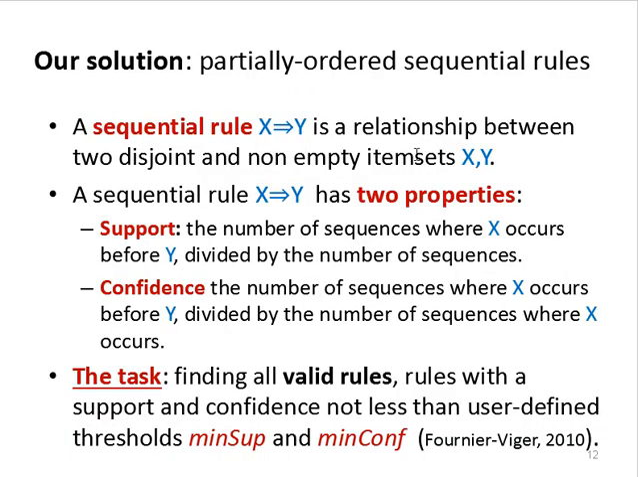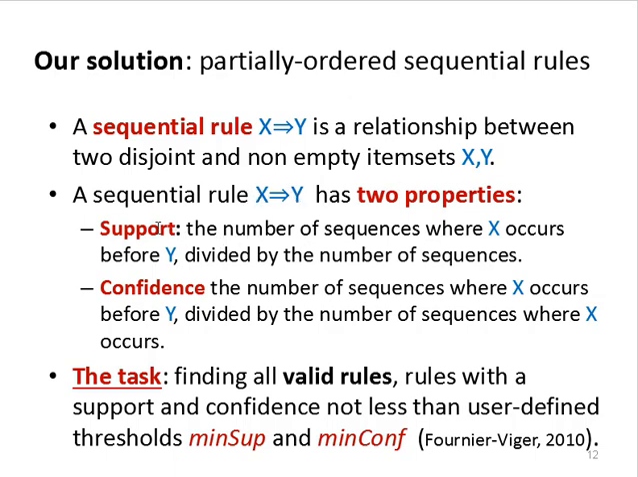Now, in the paper I talk about today, I will present a new algorithm for this problem. So let me first give you more details about what the partially ordered sequential rules are. A sequential rule X imply Y is a relationship between two sets of items that each don't have any order. So X imply Y means any events or symbols in X appear before Y, but events in X or inside Y have no order.